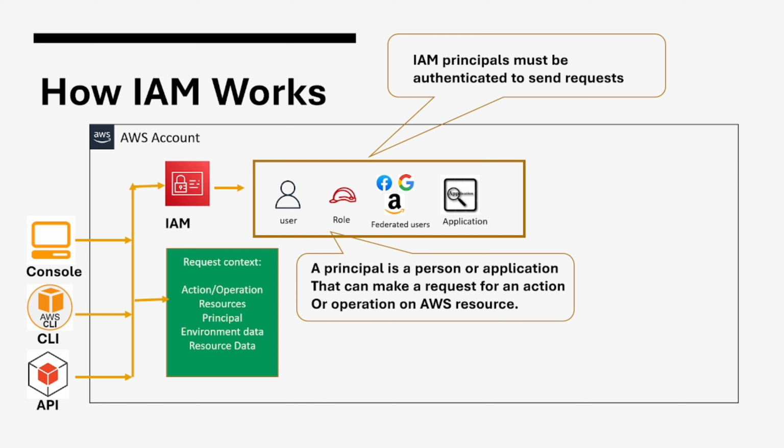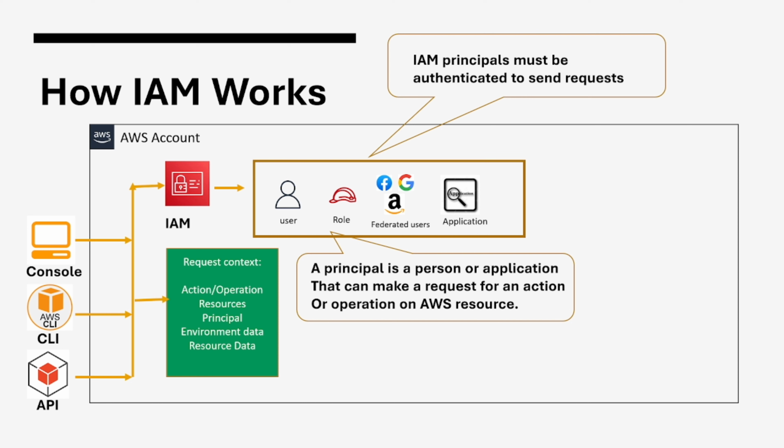Principal: who I am, whether I am a user, a federated user, an application program, or another service assuming a role. So principal is who I am, my identity. Then the environment data, which is related metadata about myself. It can be my IP address, from which IP I am trying to access my AWS account. And it can be resource related data.